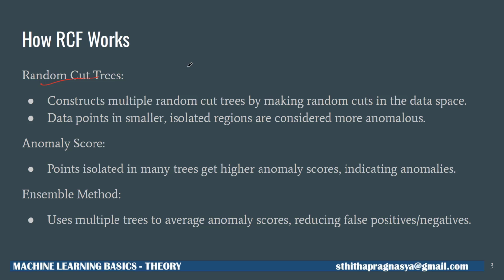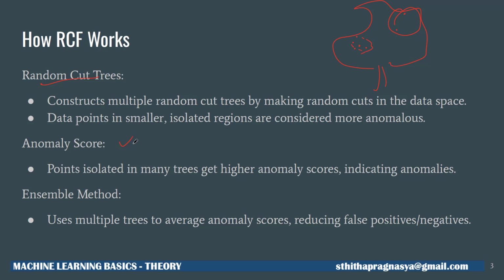Data points that lie in smaller, more isolated regions of the trees are considered more anomalous because they represent rare patterns in the data. For example, let's say you have so many points here, but there is only one point here or one point there, correct? So these isolated regions of the trees, you can consider this as a big tree, correct? These are considered more anomalous because they represent rare patterns in the data.